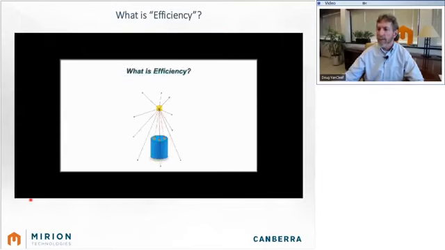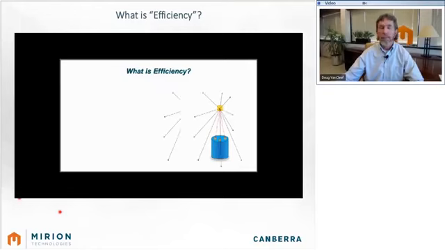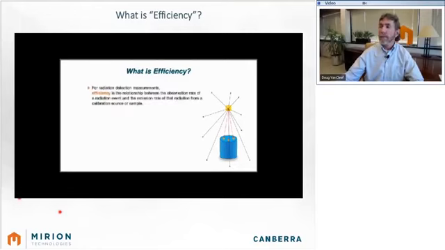For radiation detection measurements, we generally define efficiency as a mathematical relationship between the observation rate of a radiation event and the emission rate of that radiation from a calibration source or sample.